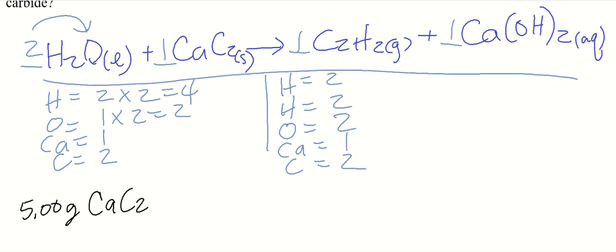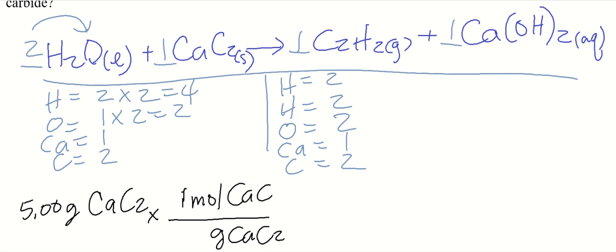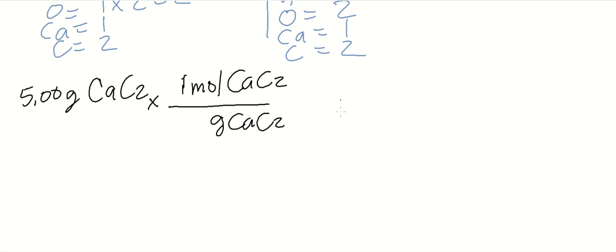All right. Step 1 is convert what's given into moles. So we need grams of calcium carbide to moles. Grams to moles, moles to grams, moles to mass, mass to moles. We need the periodic table, we need the molar mass. Sig figs, we got 3 sig figs. So let's round these to 4, I guess.